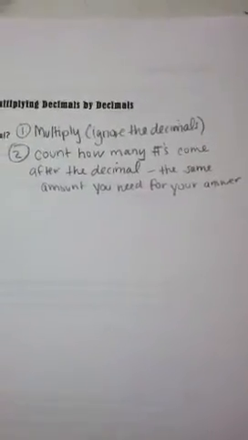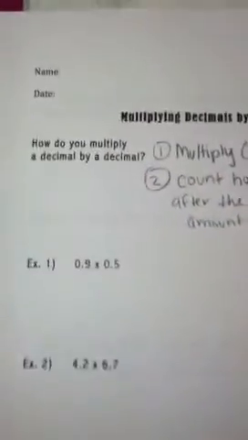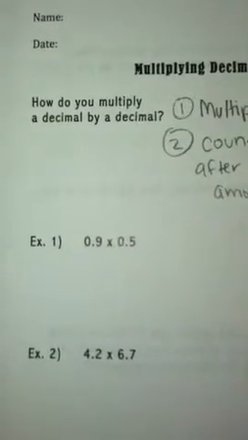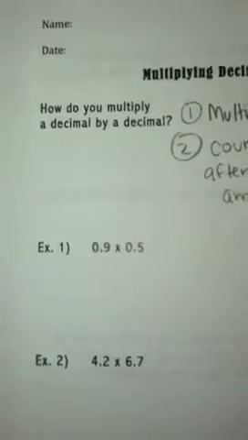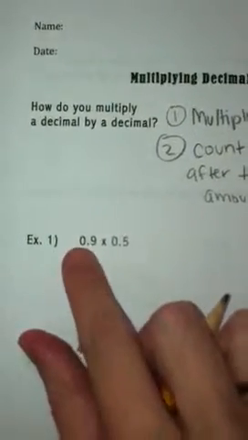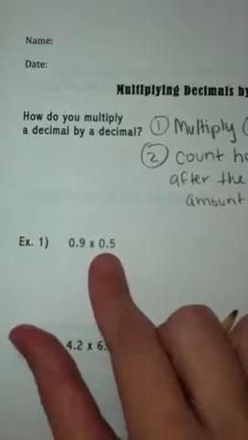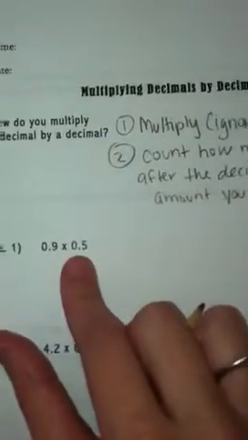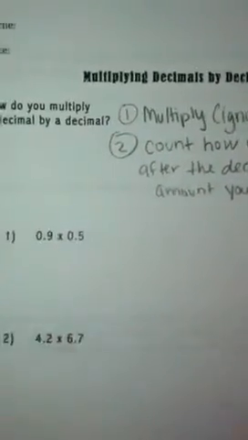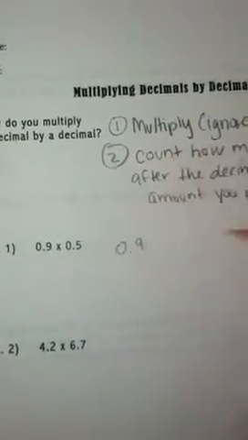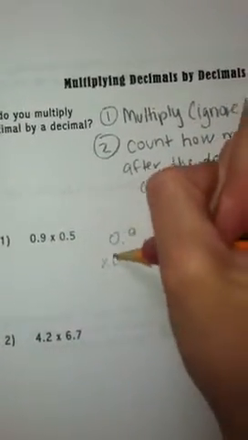Okay, so let's go ahead and try our first example. Example 1 says we have 9/10 times 5/10. Now both of these have the same number of digits. This one has 2 numbers, so does this one. So it doesn't really matter which one you put on top. So I'm just going to write it like it's written. So 9/10 times 5/10.